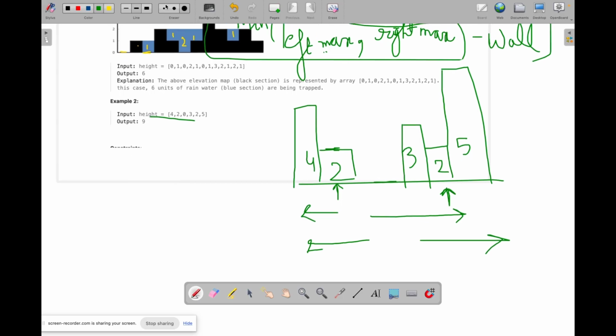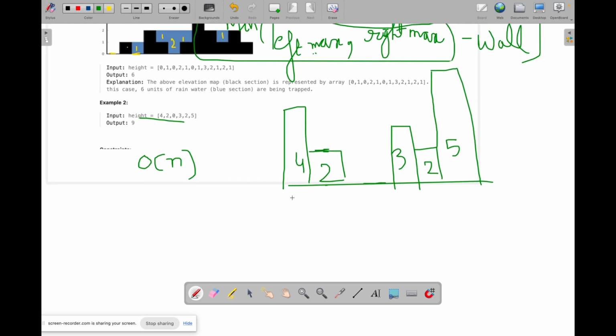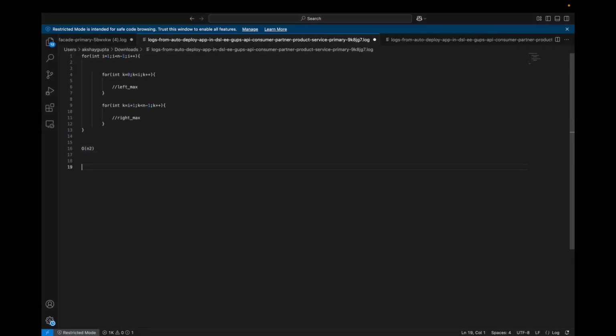I will suggest, guys, pause this video and try to think of a solution where you can solve this problem with order of n time complexity. Okay, now let's see how we can solve it. What I'm saying is we will start at index 1, and at each index, if I pre-compute what the left max and the right max will be, then I don't need to run another loop to figure them out.